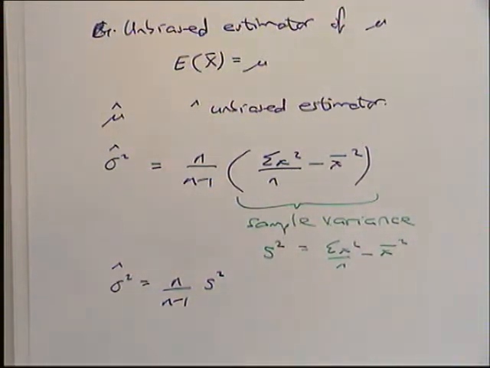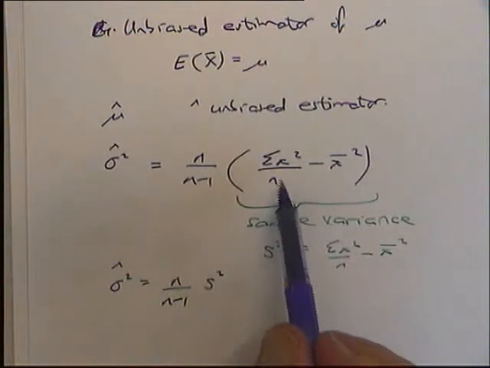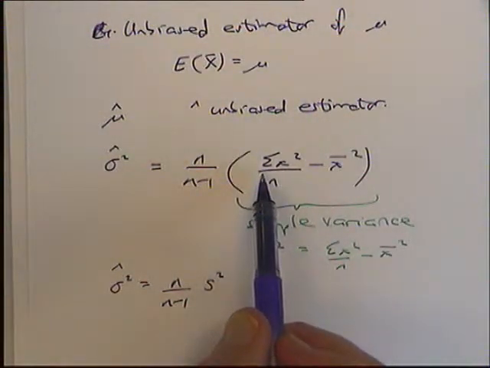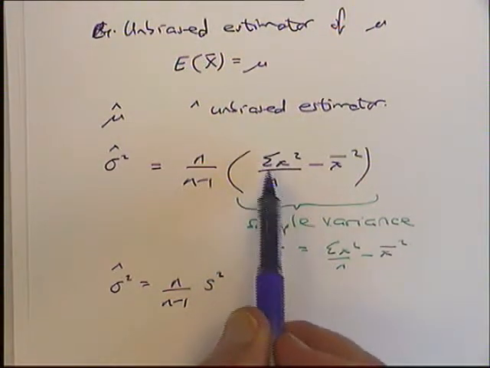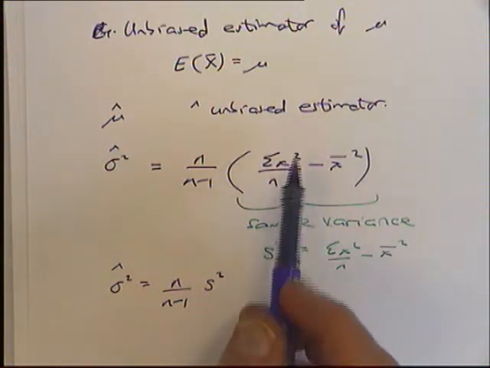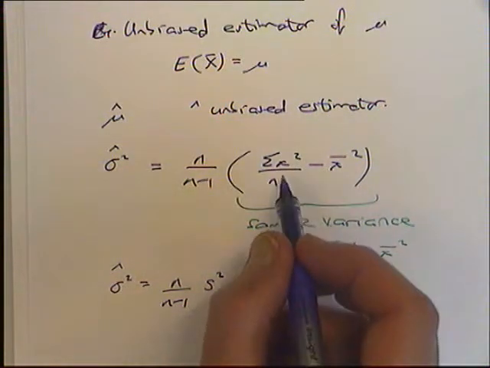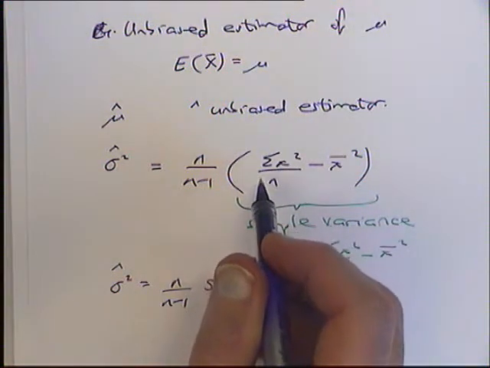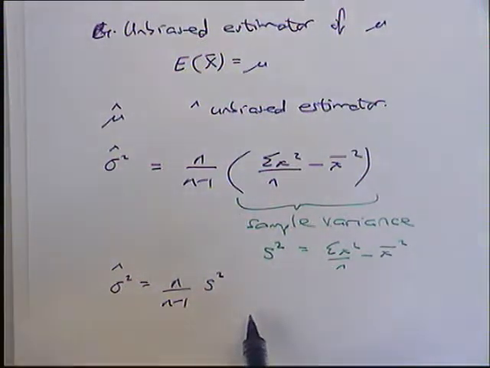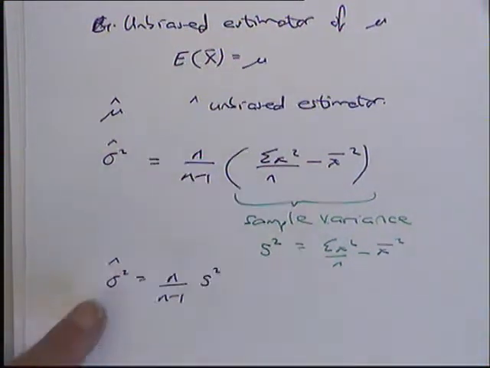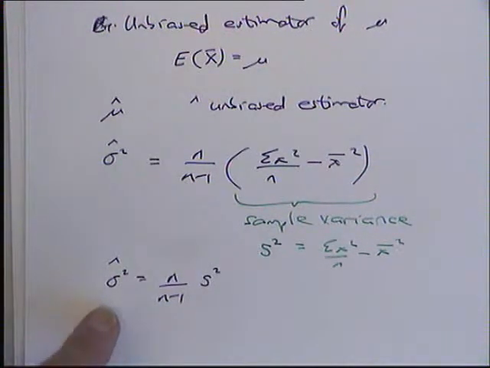That's a big sigma there, the sum of x squared. Is it the sum of x squared, or the square of the sum of x? It's the sum of x squared, not the square of the sum. Okay? So this down here is our unbiased estimator for the variance.